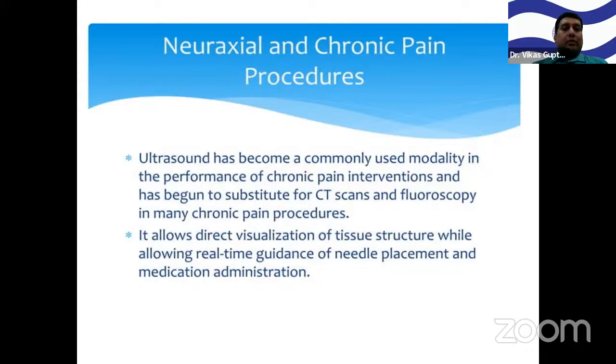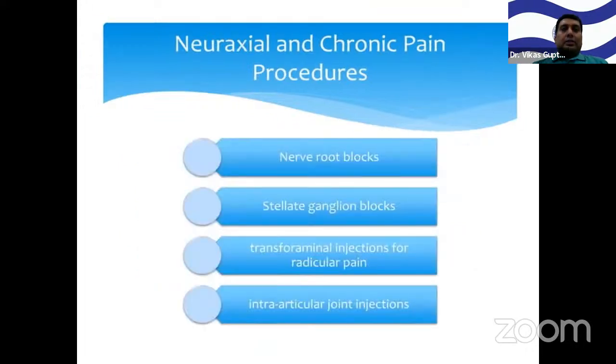Ultrasound has become a commonly used modality in the performance of chronic pain interventions and has begun to substitute for CT scan and fluoroscopy in many chronic pain procedures. It allows direct visualization of tissue structures while allowing real-time guidance of needle placement and medication administration. So what we can do with ultrasound: nerve root blocks, stellate ganglion block, transforaminal injection for radicular pain, and intra-articular joint injections. But in today's class, we will focus on nerve blocks.